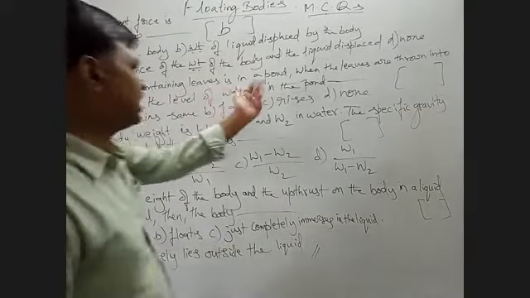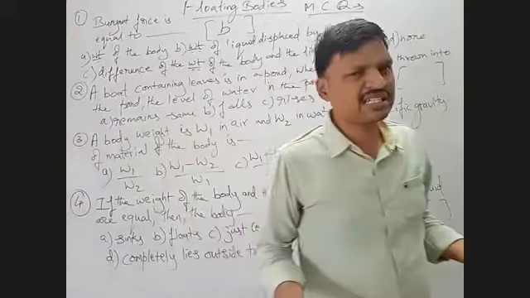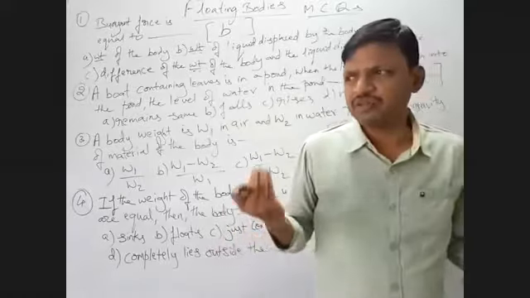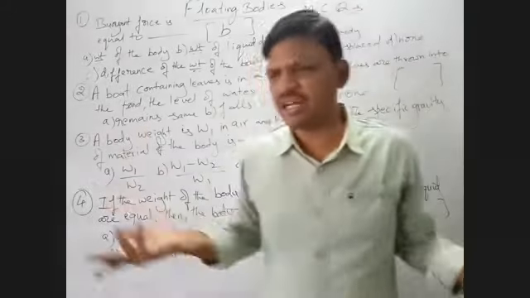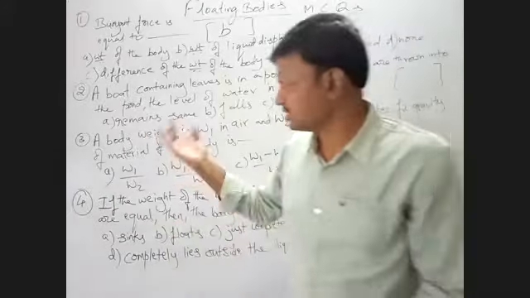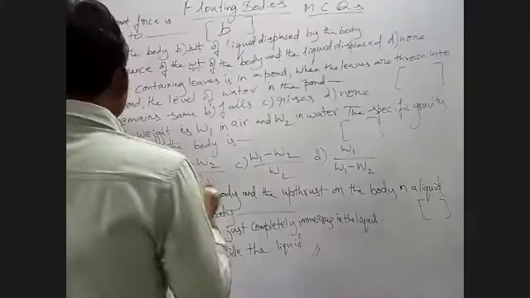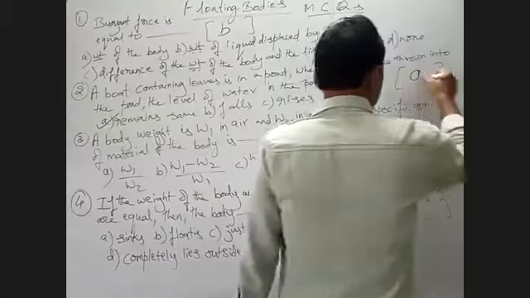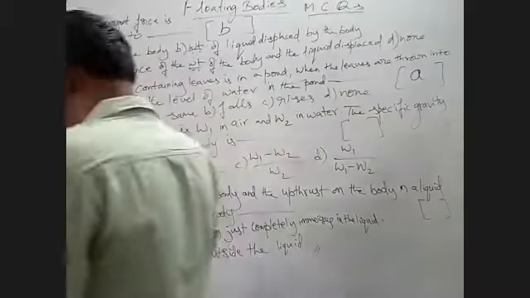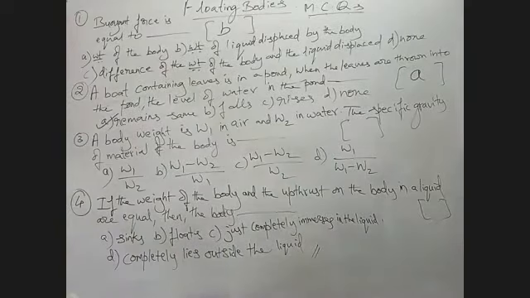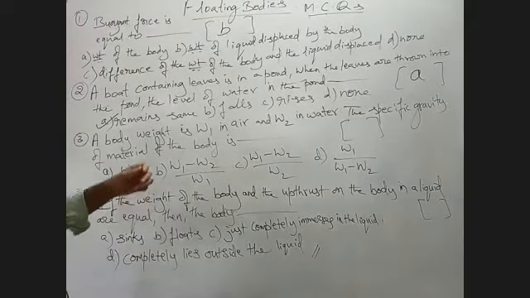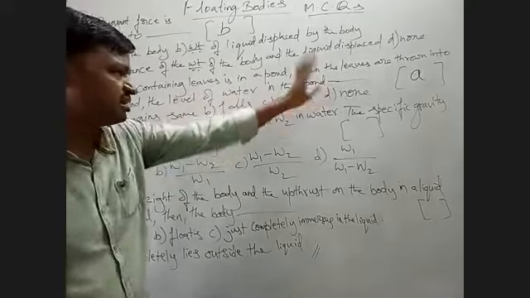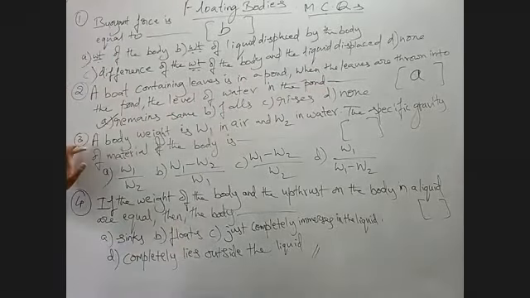Then come to the next question. A boat containing leaves. Leaves are very light in weight, so they will mostly float in the water. So whether you keep them in the boat or throw them in the river, there is not much difference. So you can answer, it is option A. When the leaves are thrown into water from the boat, the level of water in the pond remains the same.